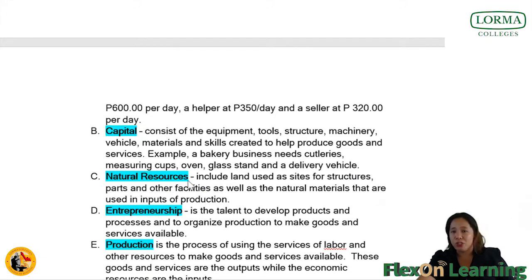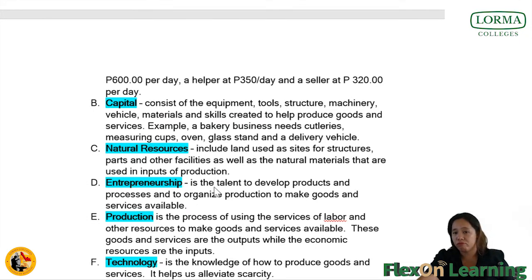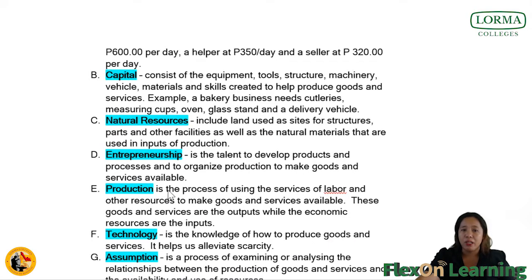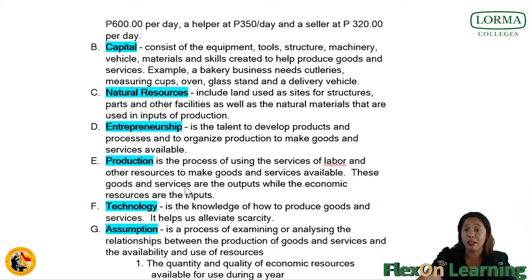Natural resources are also considered. These include land as the site, among other natural things, like the presence of water, or a very fertile land, or the presence of rocks to be used in the making of, say, your building. Aside from natural resources, we also have entrepreneurship. This is the talent to develop products and processes and to organize production to make goods and services available. It has something to do with knowledge and talent that comes out as skills, most especially the best way of doing things, or the latest trends in doing things.